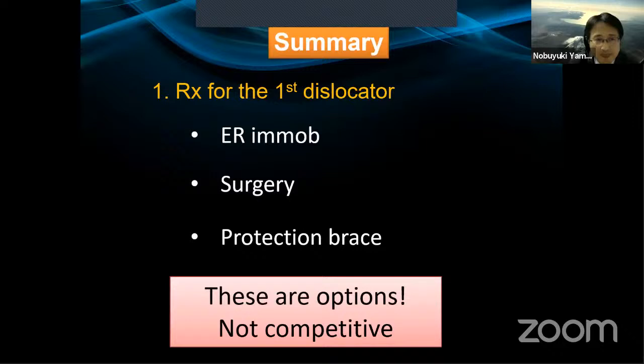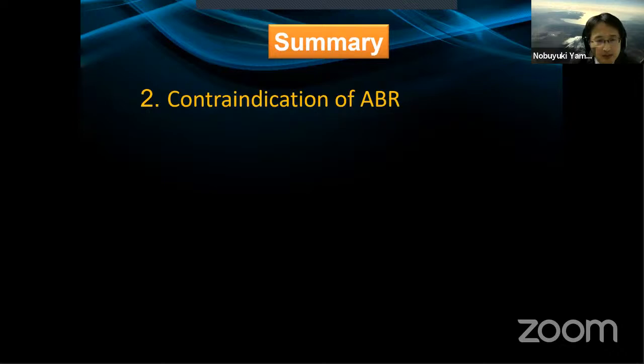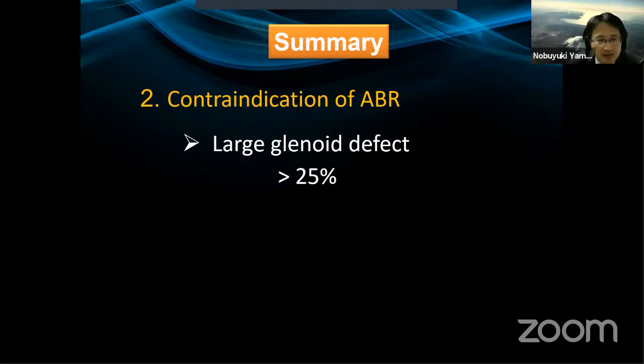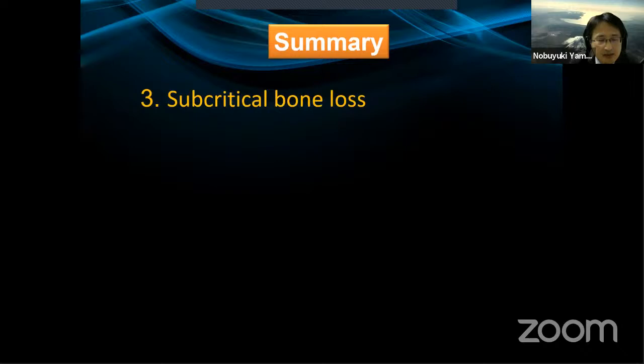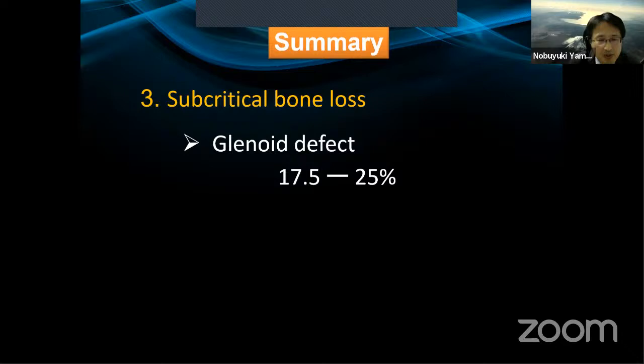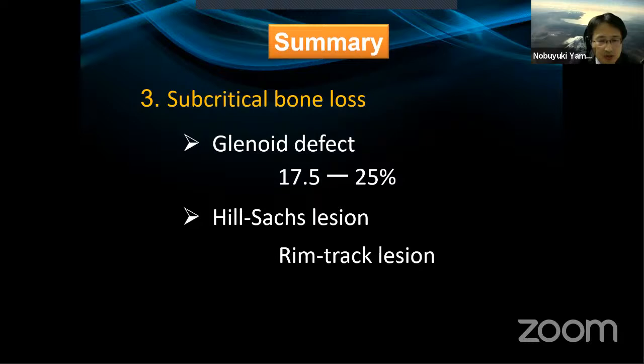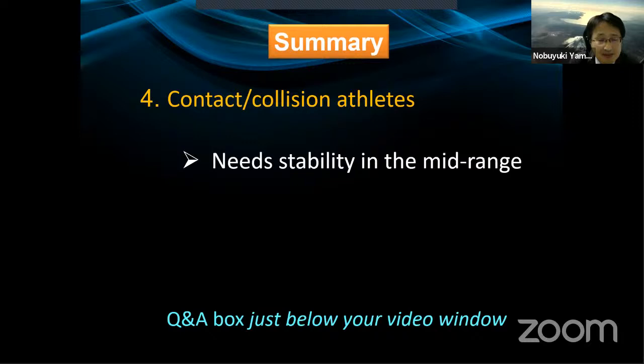Contraindications of the arthroscopic Bankart repair: large glenoid defect, greater than 25%, large Hill-Sachs lesion, off-track lesion, contact collision athletes. Subcritical bone loss: glenoid defect 17.5 to 25%, Hill-Sachs lesion, on-track lesion. Contact collision athletes need stability in the mid-range, and the Latarjet procedure is a reasonable procedure for contact collision athletes.